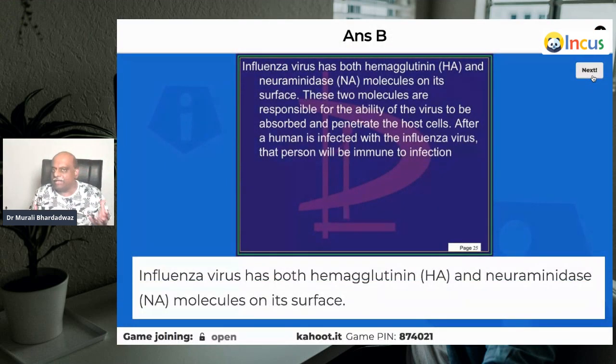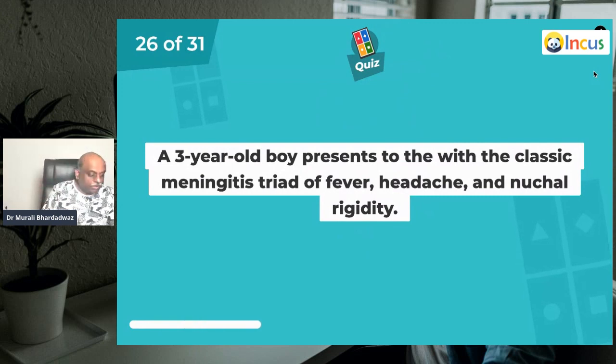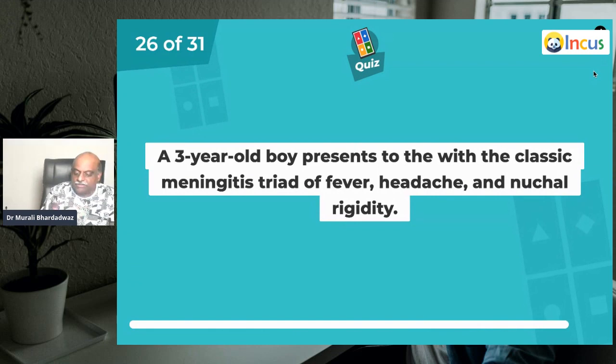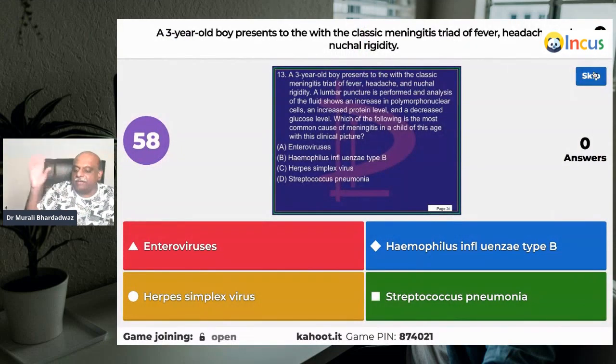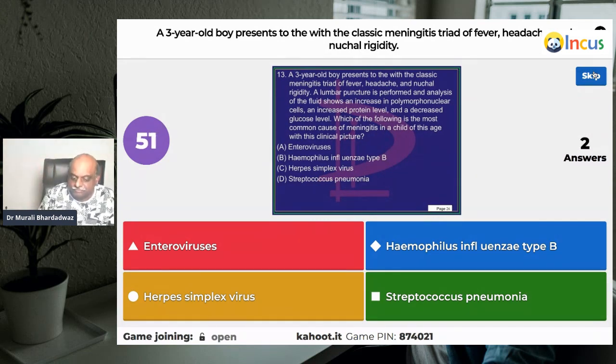So, influenza virus has both hemagglutinin and neuraminidase molecules, and it is that antigenic structure variability which is mainly responsible. Now, a 3-year-old boy presents with the classical meningitis triad: fever, headache, nuchal rigidity.